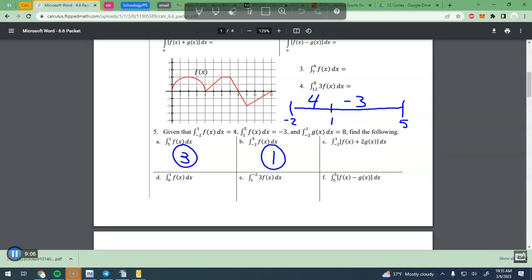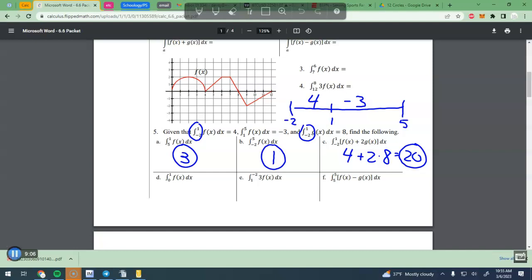C, I'm going to look at the integral from negative 2 to 1. I've got that here and here. So I don't need to combine anything, I'm just looking at them. They did keep it in the same order, so I don't have to change the sign. So the integral from negative 2 to 1 of f of x is just 4, plus 2 times, because I can just leave that constant there, the integral from negative 2 to 1 of g, which is 8. So if I add those up, I get 20. All right? Stop me if you need.